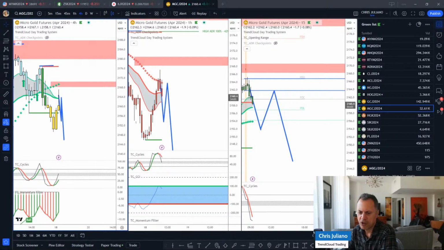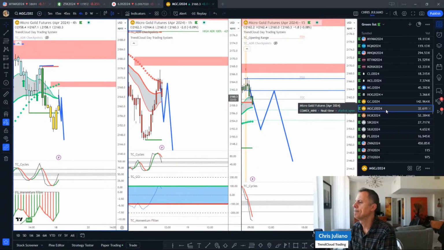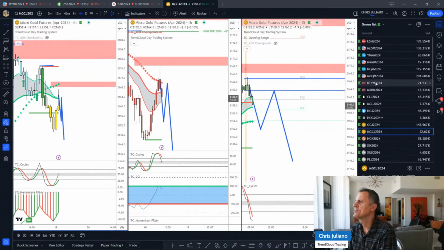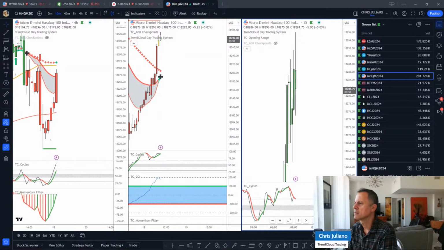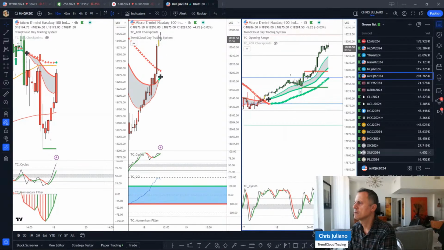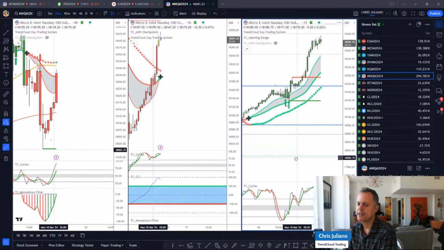So again, Trend Cloud is going to color coordinate everything for you. Graham is saying Apple is in discussions to integrate Google Gemini. Wow, holy cow! I mean, that's big news. What does the NASDAQ look like if there's all this news coming out? Let's look at the micro NASDAQ, with all this news coming out in technology.